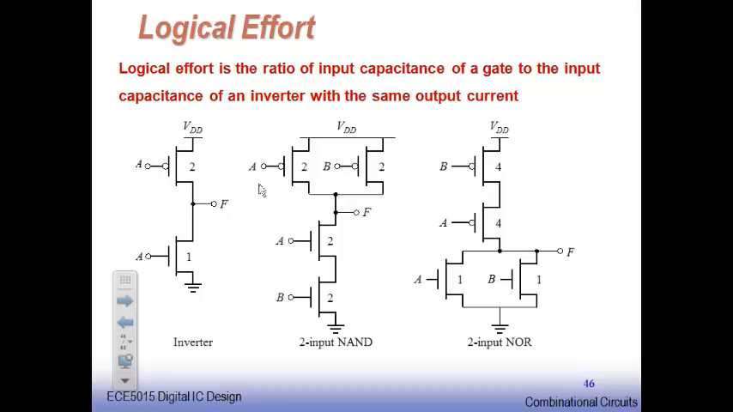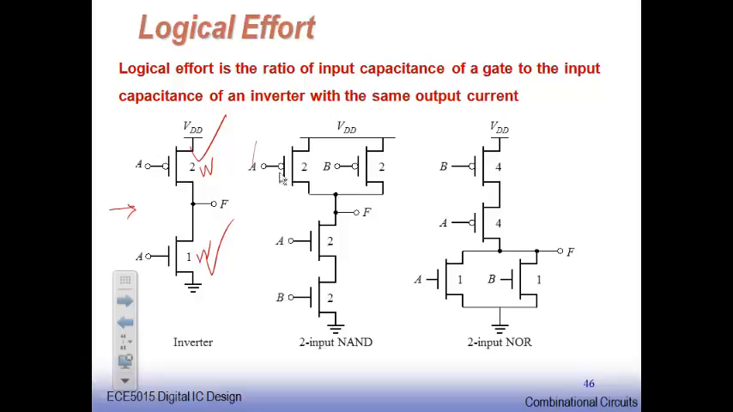I have my inverter with twice the width, the numbers indicate 2W and 1W here. My input A is the fan in that now drives my 2 gate capacitances here and 1 gate capacitance here. So it's going to be 3 Cg, or I will just put only 3.